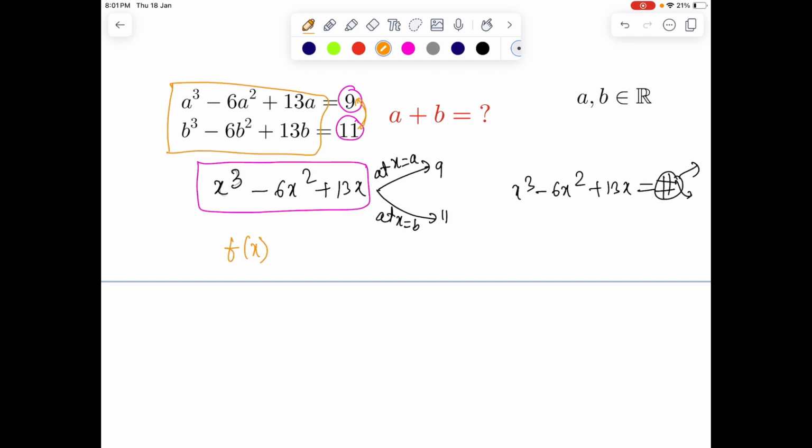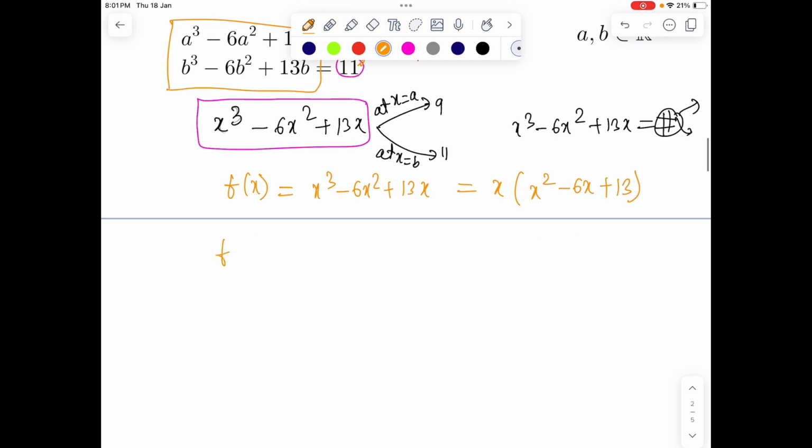Okay, let's only concentrate on the LHS part. At least no one can stop me from analyzing f of x as x cube minus 6x square plus 13x. And we know that at two values it will take 9 and 11 as the answer. So let's analyze this function a little bit. So how will this function look?